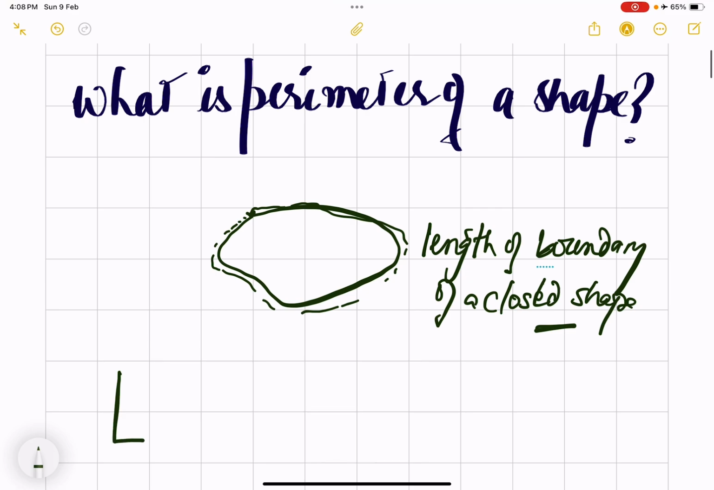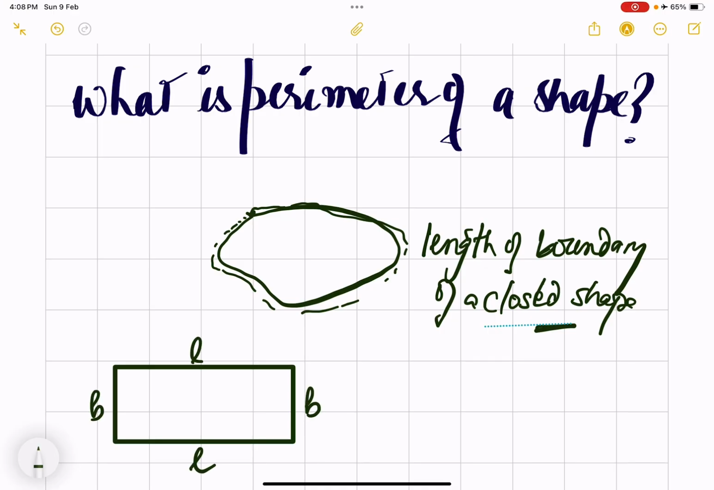Sometimes we can have interesting objects like rectangles. They have the breadth B and length L. The perimeter will be L plus B plus L plus B. That's twice of L plus B. All you have to do is to find out the length of the boundary.